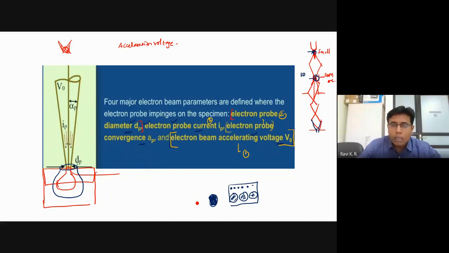We'll go to that last. Then we'll also discuss the working distance and depth of field, which we already discussed in detail, but we'll still discuss a little more about this aspect also. So how to get an optimum value for a particular sample in a given microscope condition, that we will discuss. Okay, so these are the four important parameters: the electron probe diameter, electron probe current, electron probe convergence angle alpha p, and the beam accelerating voltage.